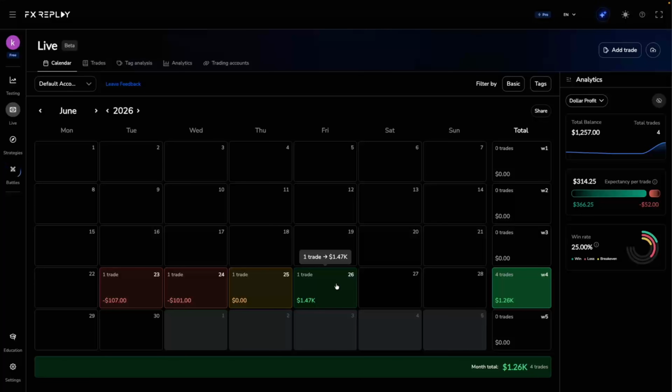I don't trade Mondays. I only trade Tuesday, Wednesday, Thursday and Friday. So the next update will be someday on the weekend, but that is my trade update for June 2026, 23rd to 26th. And that is it.